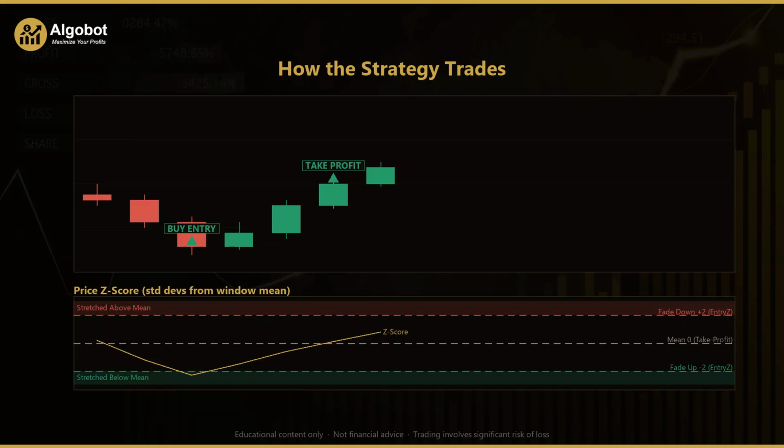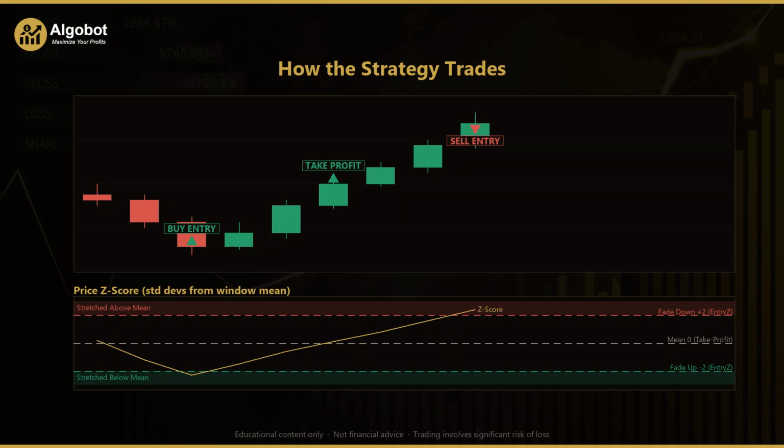The logic here is simple. The further price has been pushed below its average in a proven mean reverting regime, the more room there may be for it to move back. Now follow what happens next. The fourth and fifth candles begin climbing. Price is reverting, exactly as the model expected, and the z-score climbs back up out of the lower zone toward the center.